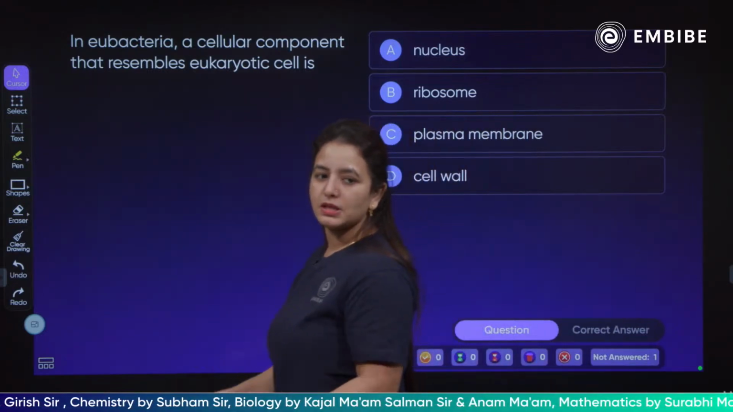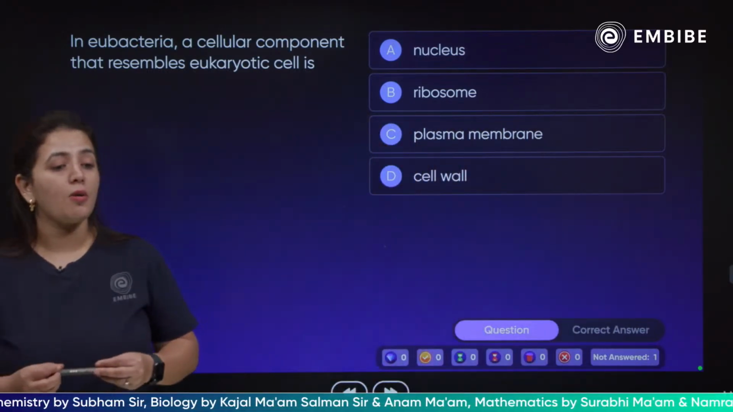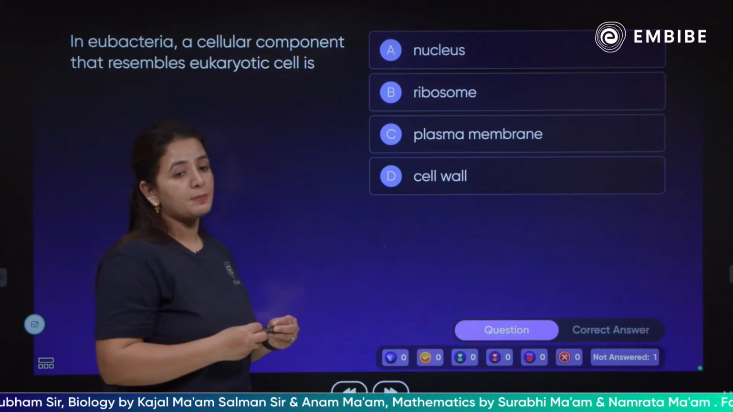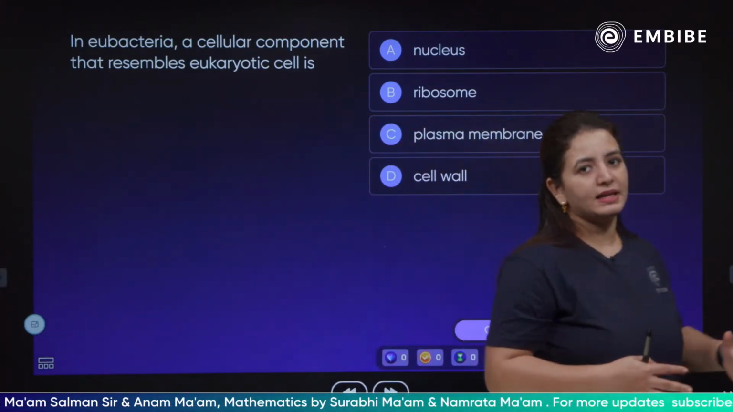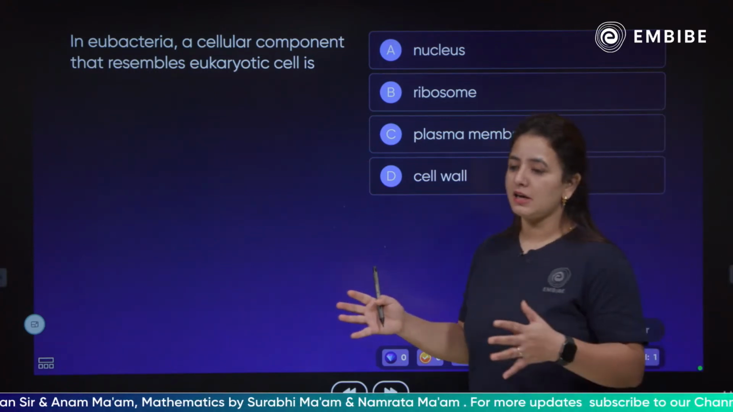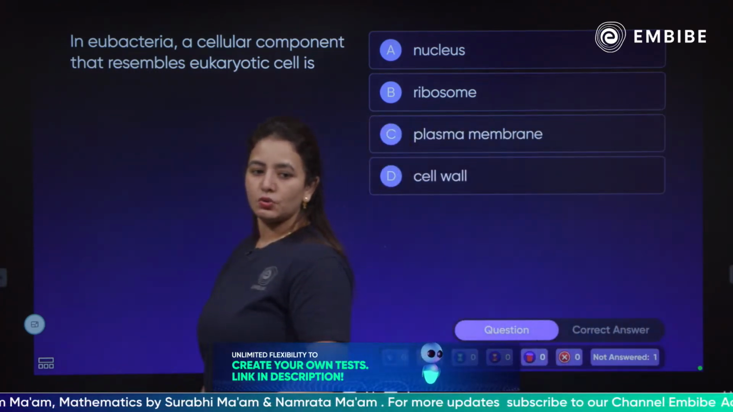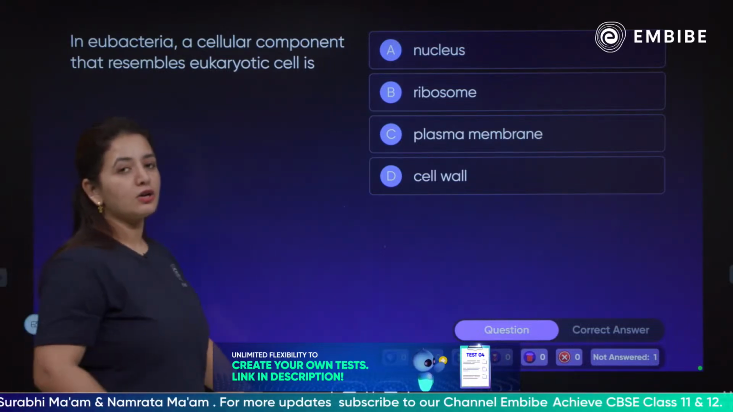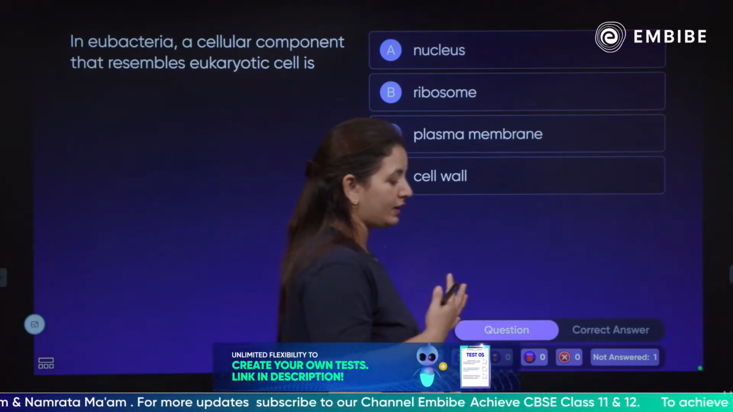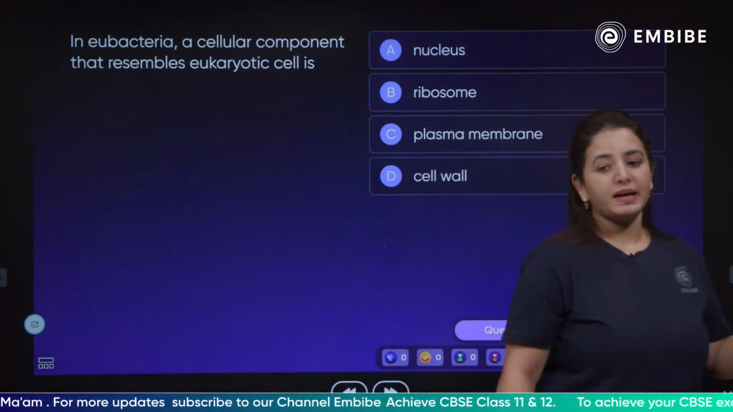Now the question comes up: in Eubacteria, a cellular component that resembles a typical eukaryotic cell. What do you think a Eubacteria has and a typical eukaryotic cell also possesses? Nucleus, ribosome, plasma membrane or cell wall? What do you think is a common component of a eukaryotic cell and a Eubacteria?